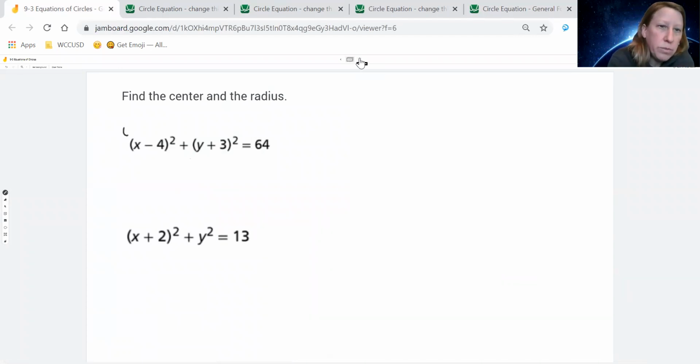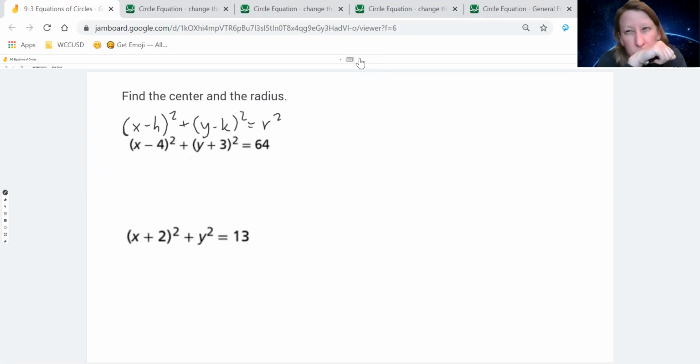This time I'll write the formula on the top since I had a little room. x minus h squared plus y minus k squared equals r squared. You know the radius? What number times itself is 64? r squared is 64, so r is 8. I'm not going to show work for that one.